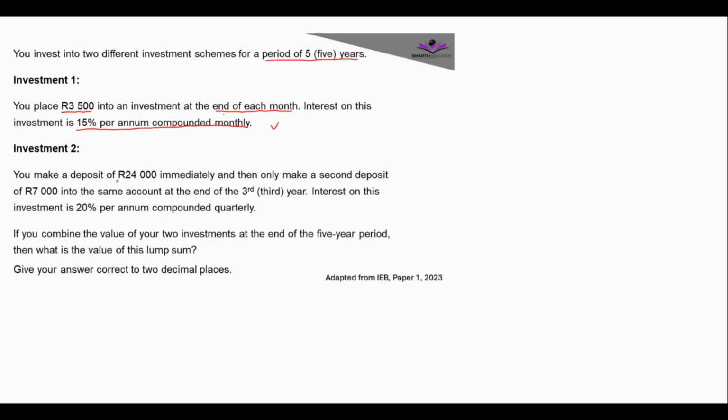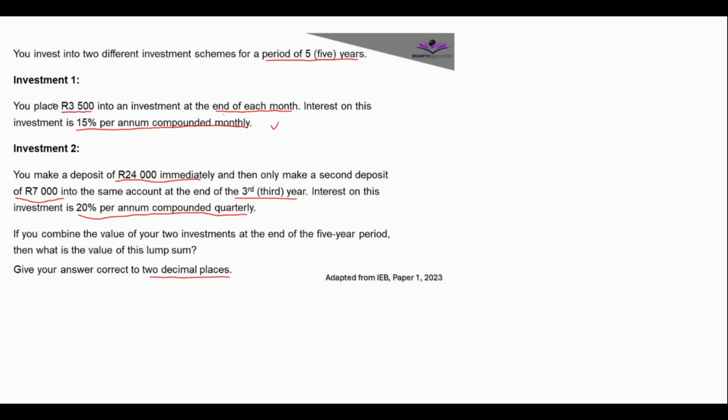You make a deposit of 24,000 immediately and then only make a second deposit of 7,000 into the same account at the end of the third year. Timelines will assist us when we do this. Interest on this investment is 20% per annum compounded quarterly. The interest is the same throughout for the whole 5 years, so this should be easy. If you combine the value of your two investments at the end of the 5-year period, then what is the value of this lump sum? Give your answer correct to 2 decimal places.